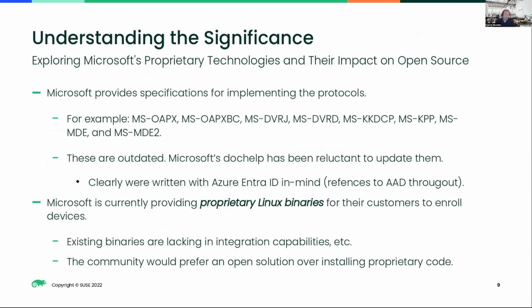So the significance of this project is that we're trying to come to understand some of Microsoft's proprietary technology. They've provided protocols for us to implement this. For example, the MS-OAPXBC protocol explains how to write a broker. MS-DVRJ and MS-DVRD explain how to enroll. And of course, there are the Kerberos protocols. There's MS-MDE and MS-MDE2, which document how the Intune enrollment works.